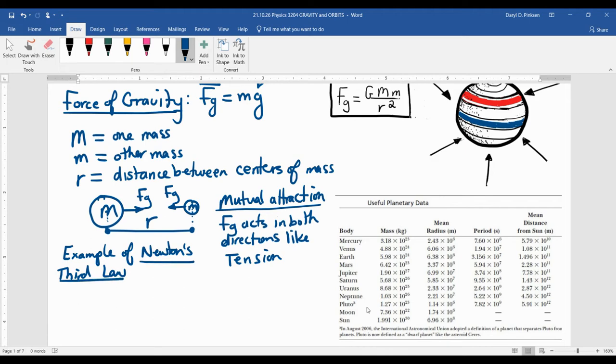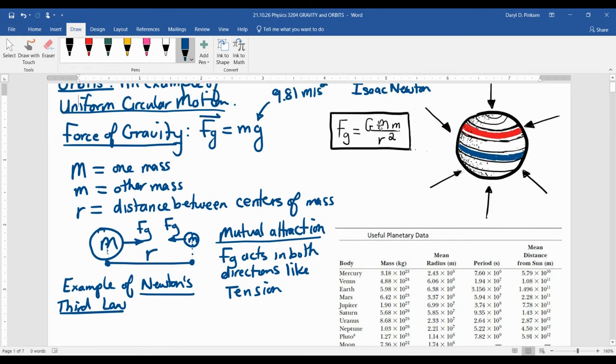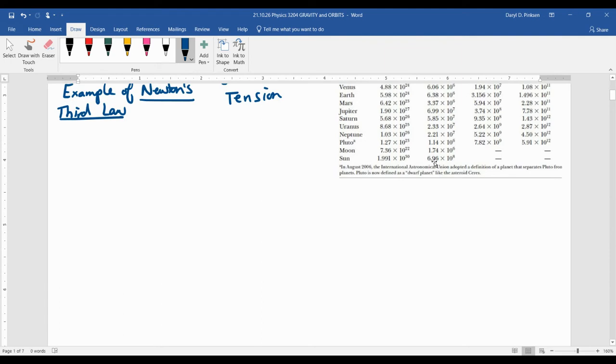Well, if you look at the form of the equation here, you can see that if we double one of the masses, the force of gravity will double. If we double the other mass, the force of gravity will double. There's a direct relationship. If you increase either of the masses, then the force of gravity will go up by the exact same amount. So I'm going to redraw that equation down here so I can talk about it.